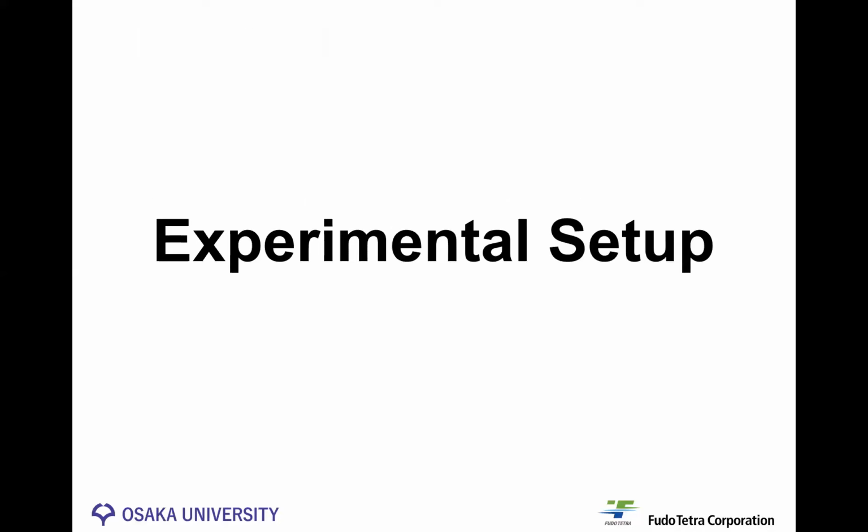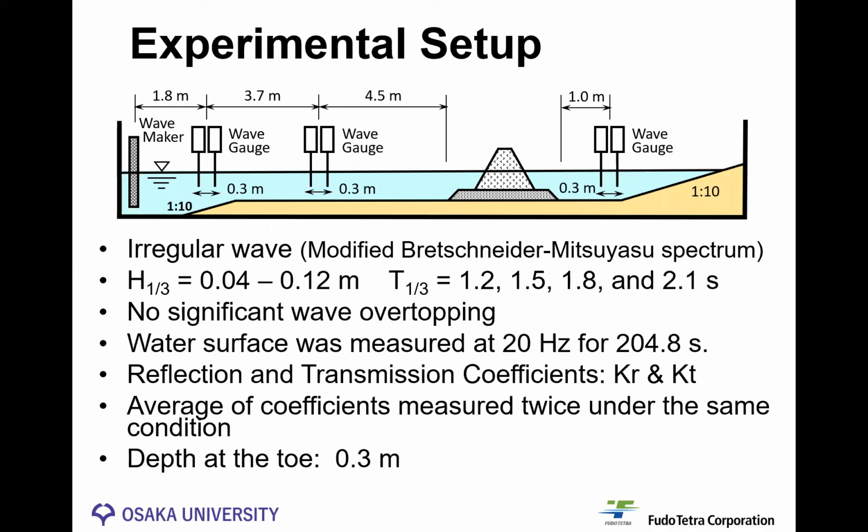Experimental setup. A series of experiments was conducted in a two-dimensional wave flume shown here. We generated irregular waves with the target spectrum of modified Bretschneider-Mitsuyasu spectrum. The significant wave height at rubber mound structure was between 0.04 and 0.12 meter, and the significant wave period was 1.2, 1.5, 1.8, and 2.1 seconds.